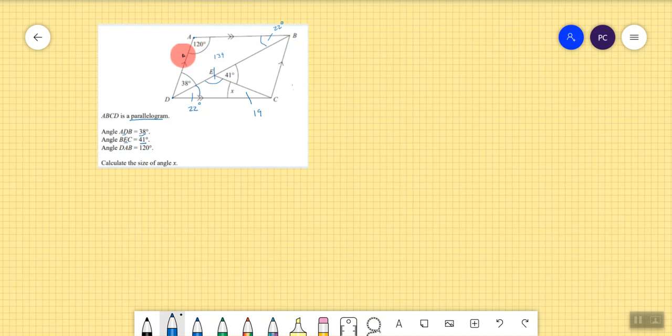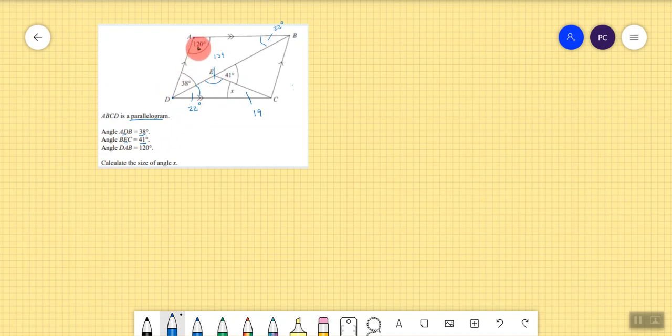Okay, so what we have here is a parallelogram, and in a parallelogram the sides are equal. So this length is equal to this length, and they're parallel, and this side is equal to this side. The opposite sides are equal and also parallel. It gives you a couple of angles, this angle here and this angle here, and you're being asked to work out what x is.